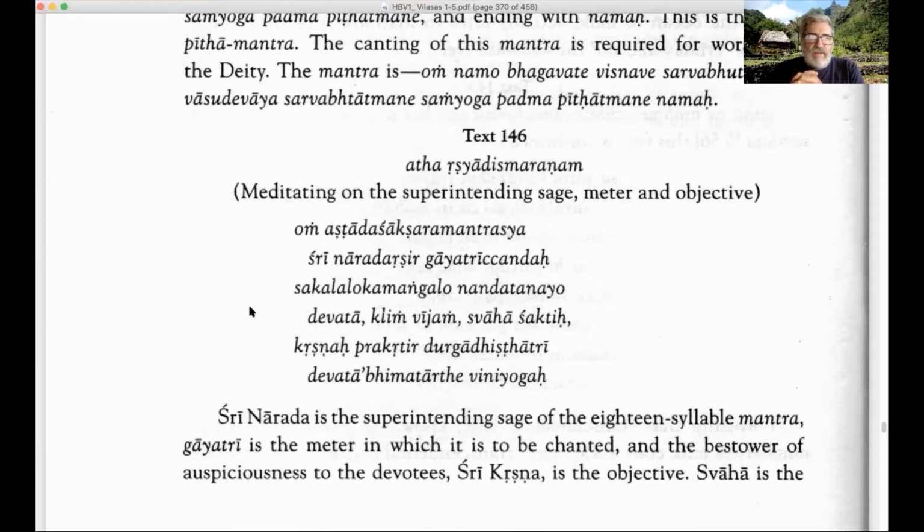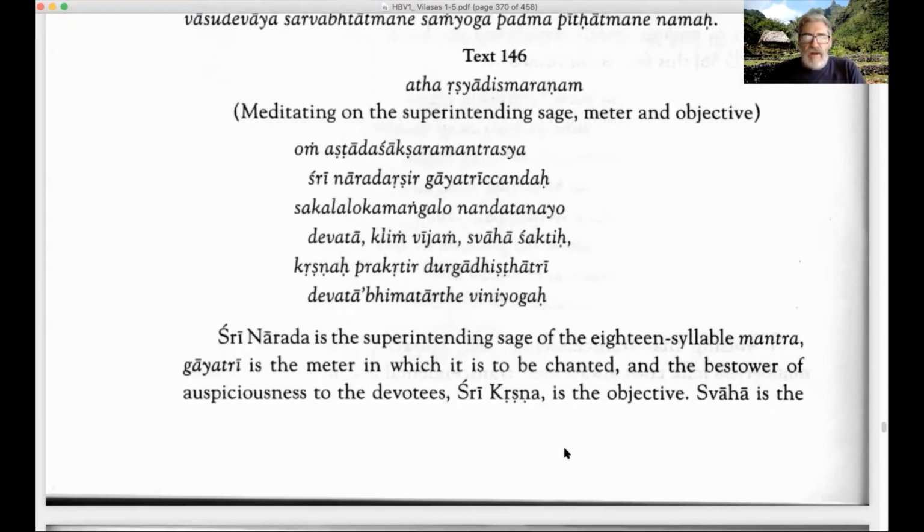So it says, Om Astarasakshara Mantrasya Sri Narada Rishihi Gayatri Chandaha Sakala Loka Mangalo Nandatanayo. Nandatanayo means the son of Nanda. Devata, that's the Devata, Lord Krishna, the son of Nanda. Klim Bijam, Swaha Shaktihi. Because of the non-difference of B and V in Bengali, and this coming probably from a text in Bengali letters, the B and V are sometimes wrongly put. So Klim Bijam, the seed is Klim. Swaha Shaktihi, Krishnaha, Prakritir, Durga Destatri, Devata, Abhimantrarte, meaning Yogaha. The purpose is that.